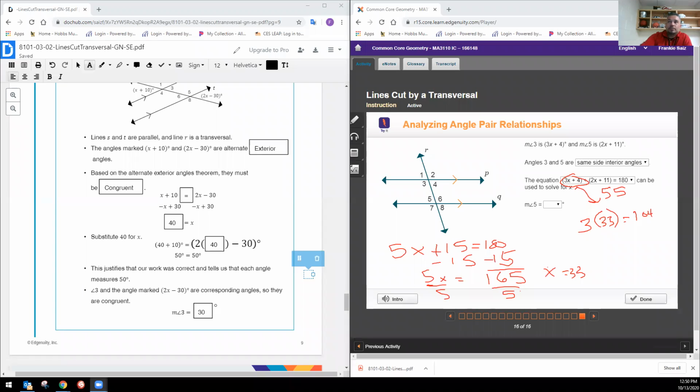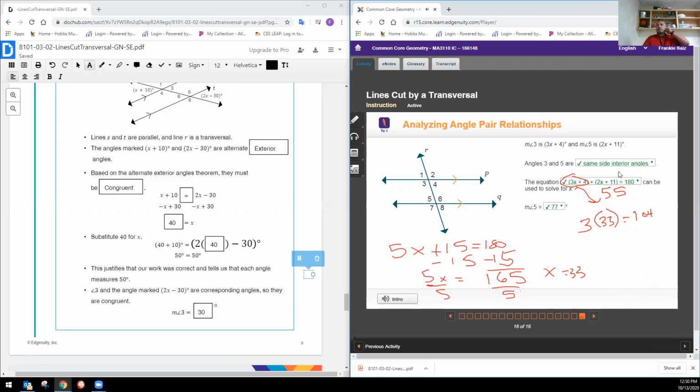I think I'm going to stop using this and use just pen and paper because it's kind of throwing me off right there. And so let's see. Our measurement of angle 5 is going to be 77. I don't know why I got 55 here. I don't know what I did wrong in the math, but it is going to be 77 because 2 times 33 is 66 plus 11 is 77. So we should be good on all those.